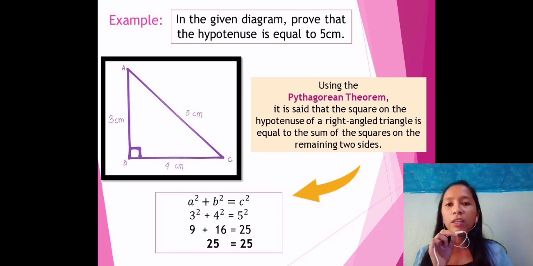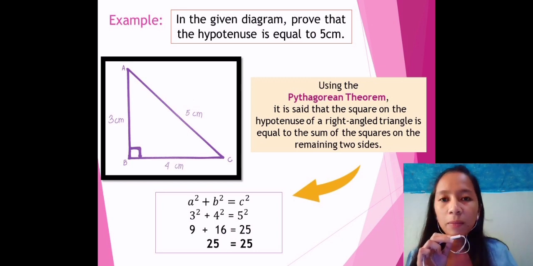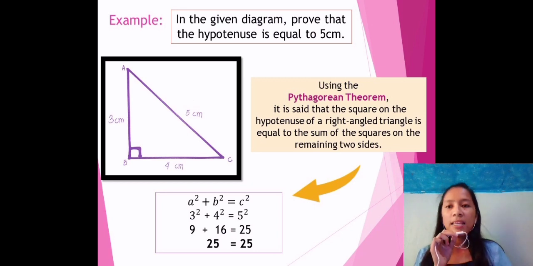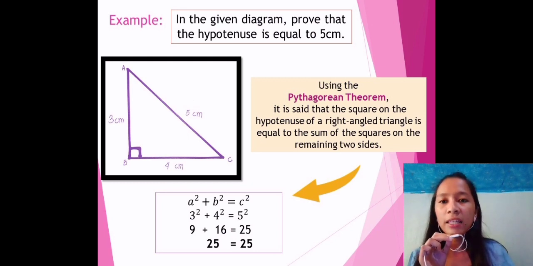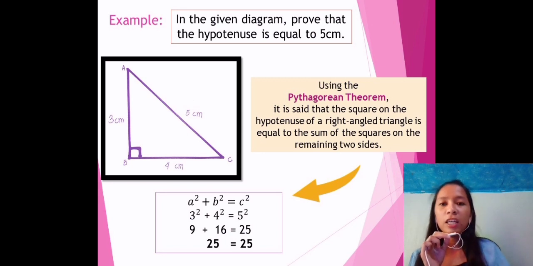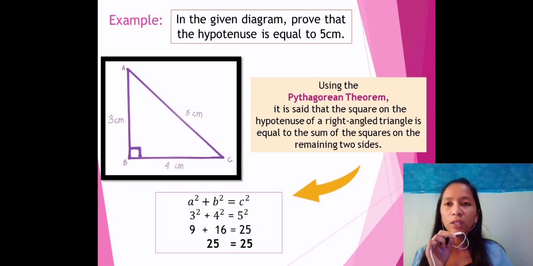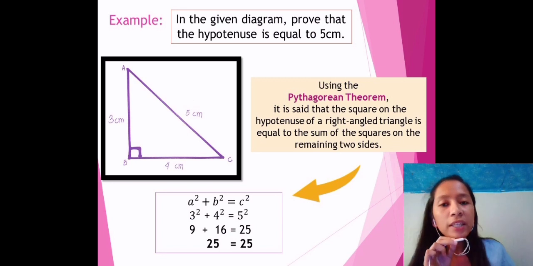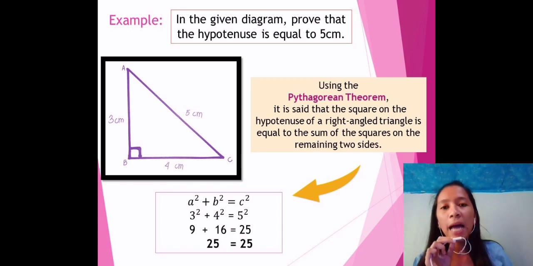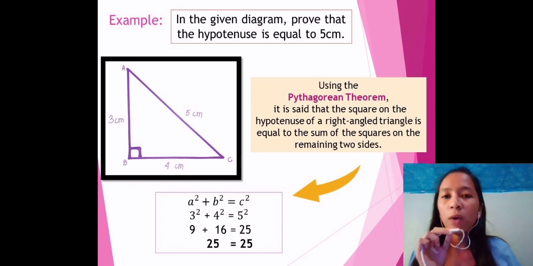So, meron tayo ditong formula which is a squared plus b squared is equals to c squared. Yung a squared tapos yung b squared, yun yung remaining two sides ng isang triangle. And then yung c squared naman, ito yung sa hypotenuse. First, gagawin natin is substitution. So, magiging 3 squared plus 4 squared is equals to 5 squared. Paano naging 5 squared daw? Because siya yung may pinakamahabang side. So, siya yung hypotenuse.